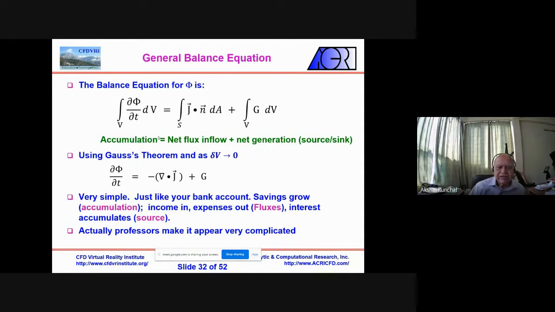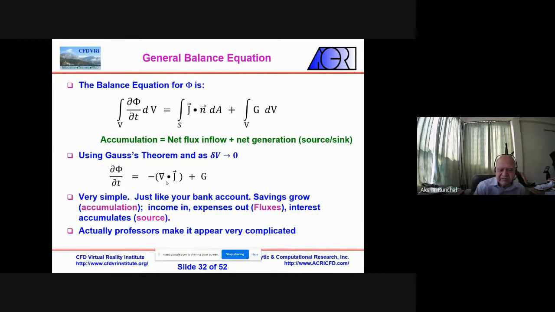Now, if we use Gauss theorem, we get this equation. Basically the Gauss equation, as delta V goes to 0, tells you d phi dt is del of J plus G. This transfer from area to volume is what the Gauss theorem is. So very simple, just like your bank account. Savings grow, income in, expenses out, or fluxes, and interest accumulates.